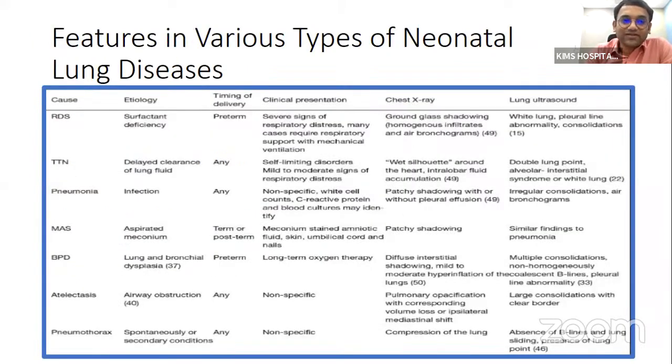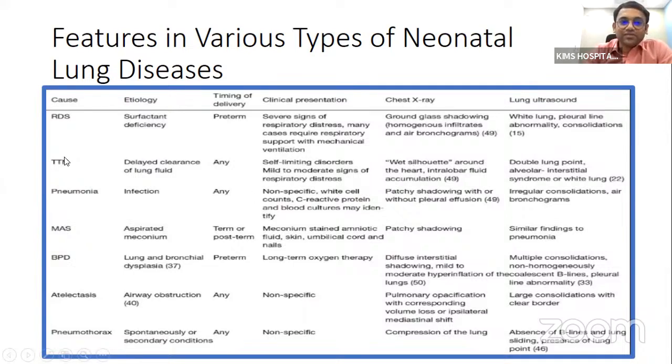So in a nutshell, in a case of RDS, because of surfactant deficiency, usually in preterm babies, you can have ground glass opacity, ground glass shadowing with reticulogranular patterns with air bronchograms. And in the case of lung ultrasound, we have seen that in the severe case, there can be white lung, or in the case of mild to moderate, we can see pleural line abnormality with thickening, subpleural consolidations, the presence of B lines and presence or absence of A lines.